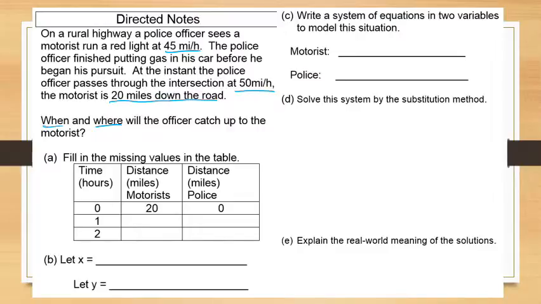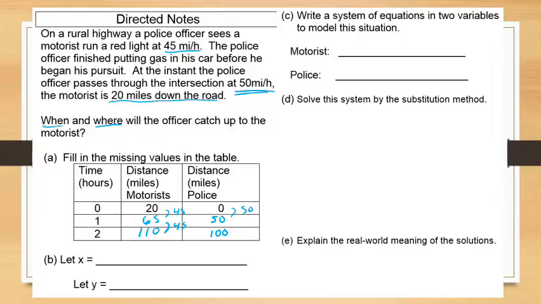So we're going to first start by finding some missing values in a table. A table is one way to approach a system of equations problem. So we have time and then distance for each person. And so again, from the problem, we can see that the motorist is going 45 miles per hour. So as each hour increases, the distance is going to increase by 45 miles. So this is going to be 65 miles and then 110 miles. And then for the police officer, we can see from the problem that that person's rate is 50 miles an hour. So we're going to be going up by 50s here as each hour increases by 1.